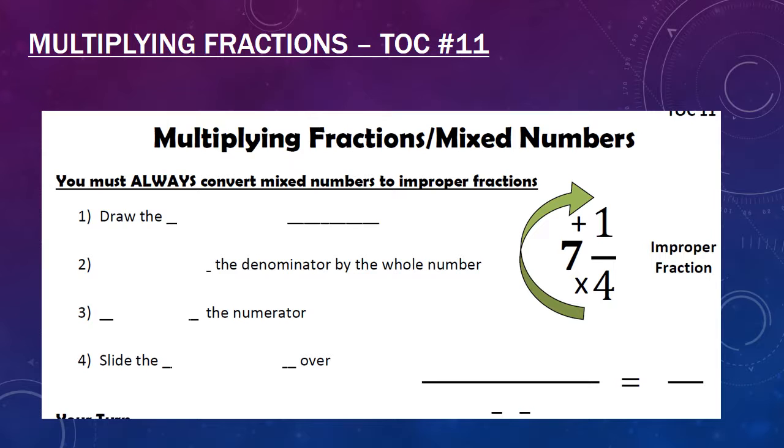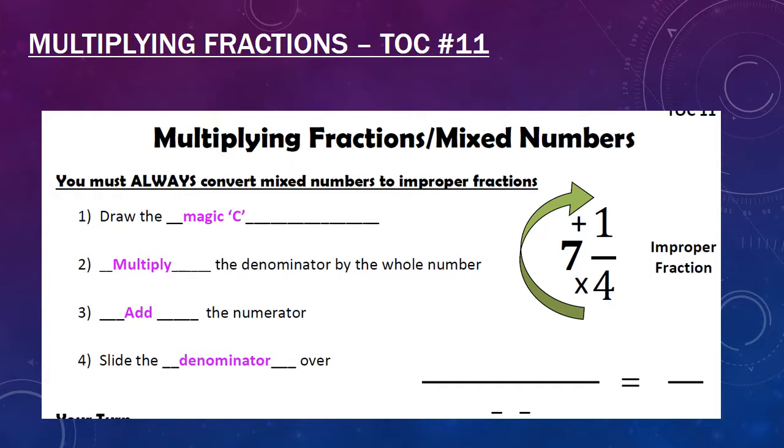If you look at our example on the right, we have 7 1/4. Our first step is to draw that magic C, which means I touch the denominator, go around the whole number, and touch the numerator. That reminds me to start with the denominator and multiply it times the whole number. So we would take 4 times 7, and then we're going to add the numerator, which is 1. And then that denominator is going to slide on over and stay the denominator.